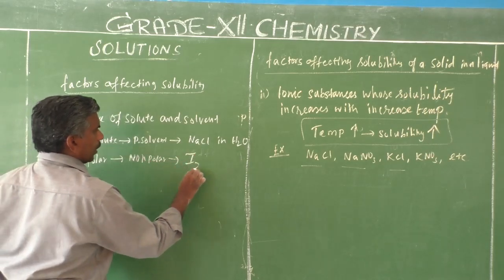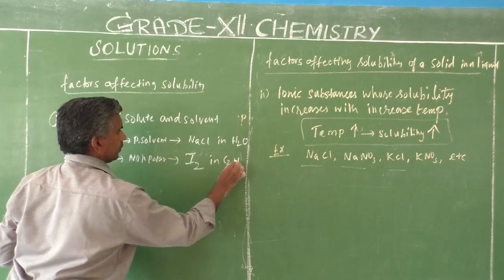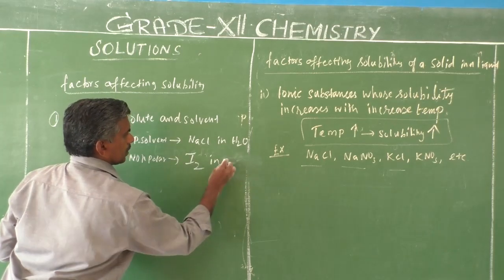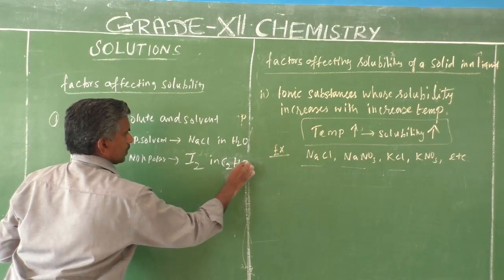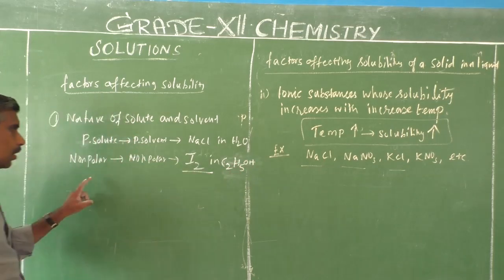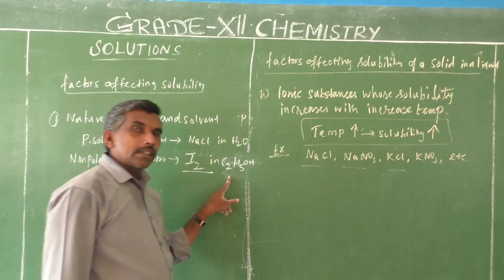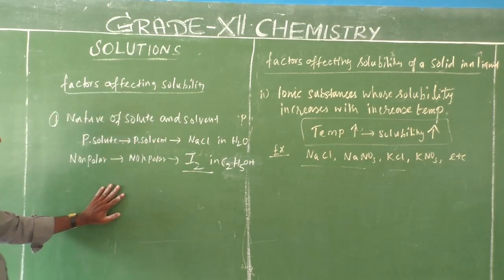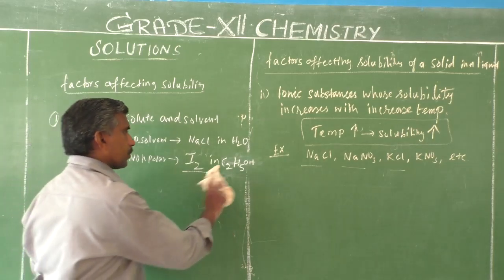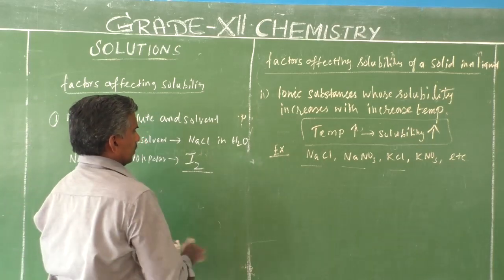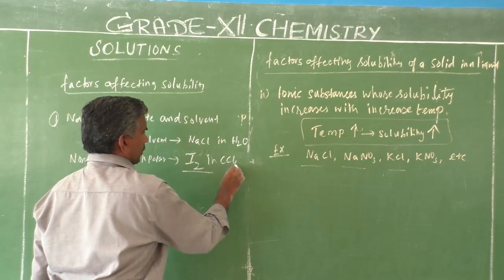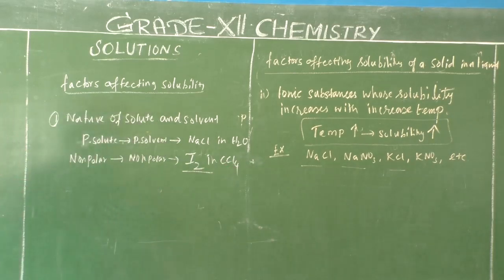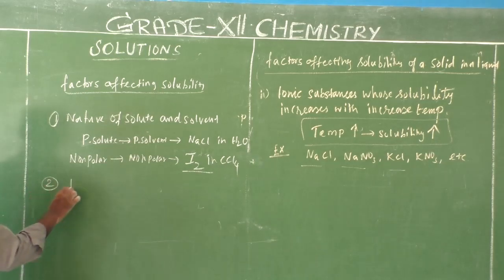Example, iodine in ethanol. Here iodine is a non-polar solute. Ethanol is a non-polar solvent, so it only dissolves. Iodine in carbon tetrachloride, and in ethanol also. Second, temperature.